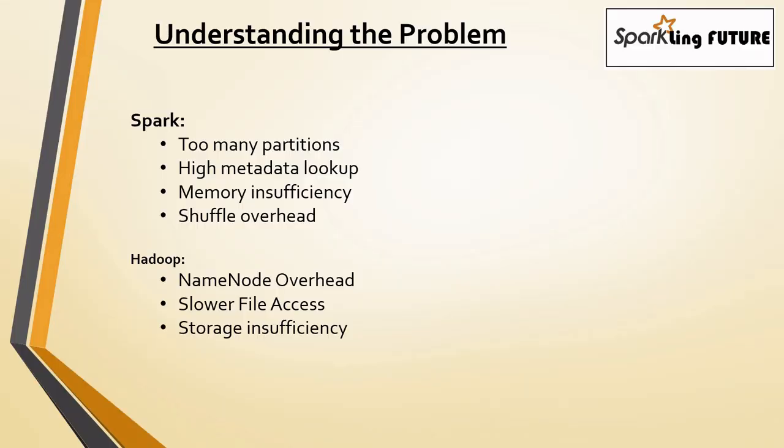Now we saw too many partitions while running the job. High metadata lookup, as I mentioned: how many tasks are there and how many files are there, metadata to be updated with all the file path information. Because of this, too many spills will happen, and the shuffle also is an overhead for Spark and even for Hadoop.